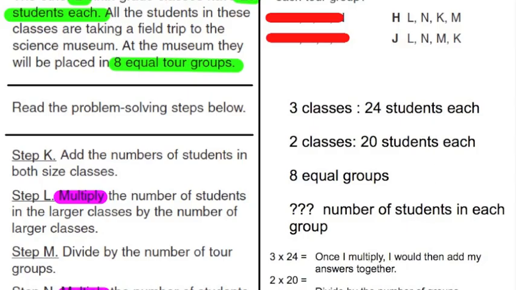Let's head back down to what we talked about. We said that once we multiply, we were then going to add our answers together. We have step K and step M. Check out step K. You see that keyword add? We add the number of students in both of the class sizes. That matches, kind of what we talked about.